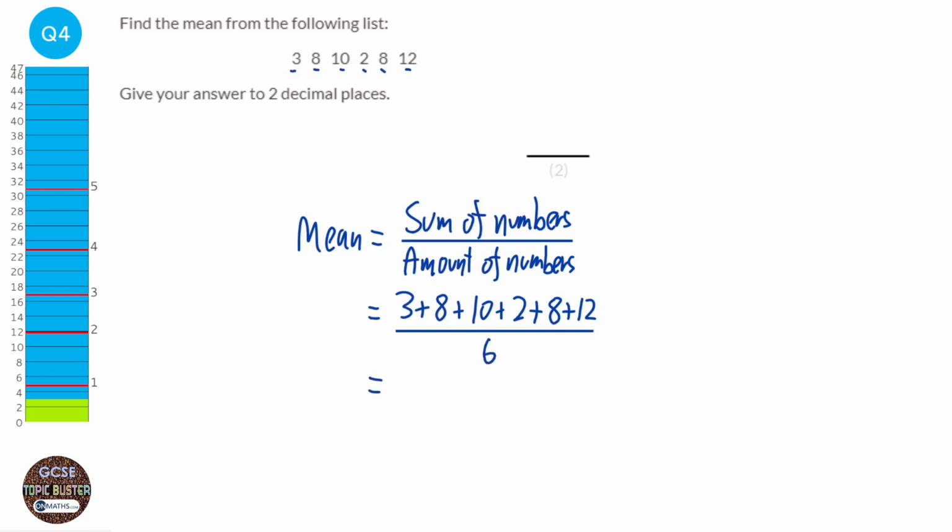When you add those numbers up, you get 43. And then when you do 43 divided by 6, you get 7.166 and so on. Now the question says it wants it to 2 decimal places, so we're just going to round that to 7.17.